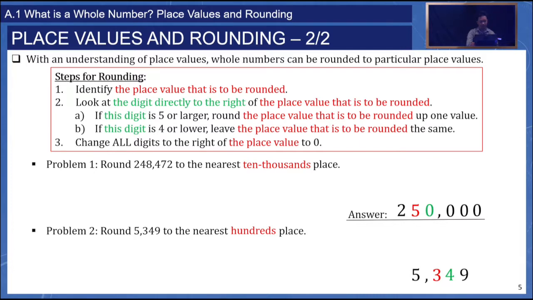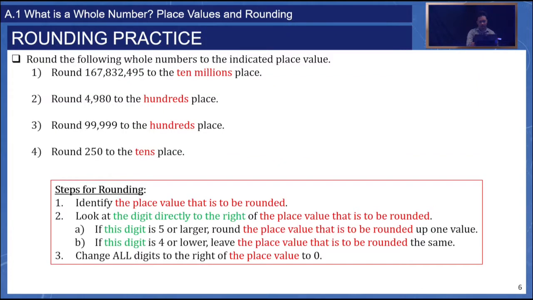And then you're going to do step 3, which is to change all digits to the right of the number in red to 0. So the 4 becomes a 0, the 9 becomes a 0, and your answer, 5,349 rounded to the nearest hundreds place, would be 5,300, and that's it.